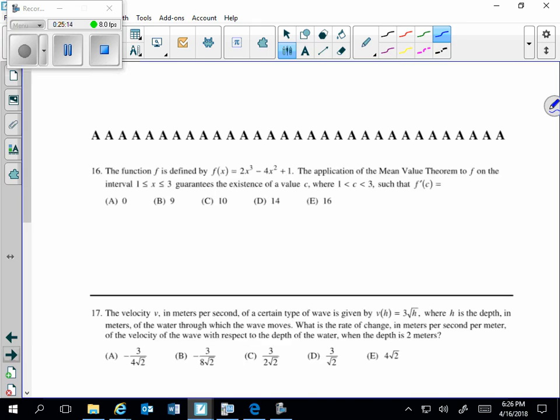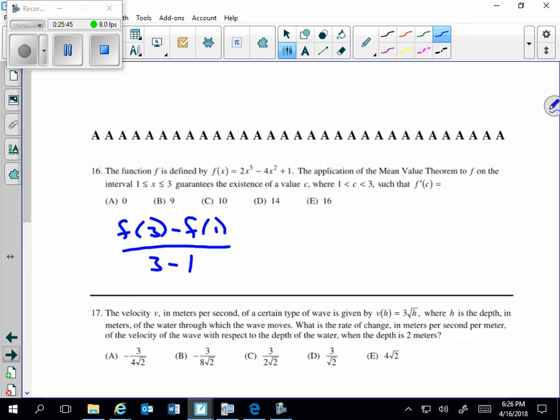Functions defined by that thing. Application of the mean value theorem on the interval guarantees the existence of a C value. Find that C value. Mean value theorem: average rate of change equals the instantaneous rate of change. So what do I need? I need the average rate of change: f of b minus f of a all over b minus a, y2 minus y1 over x2 minus x1, saying the exact same thing.